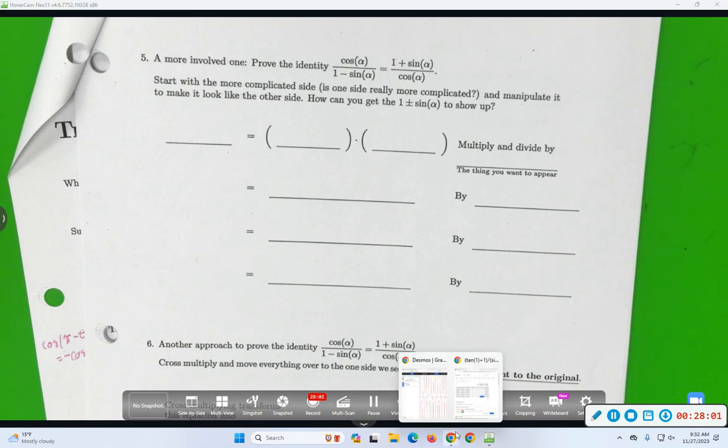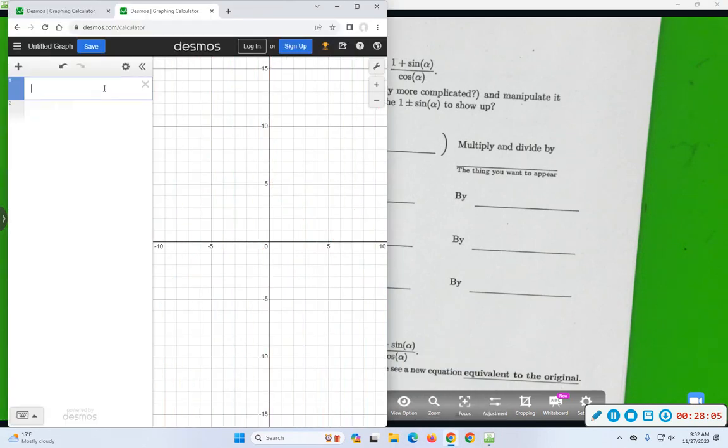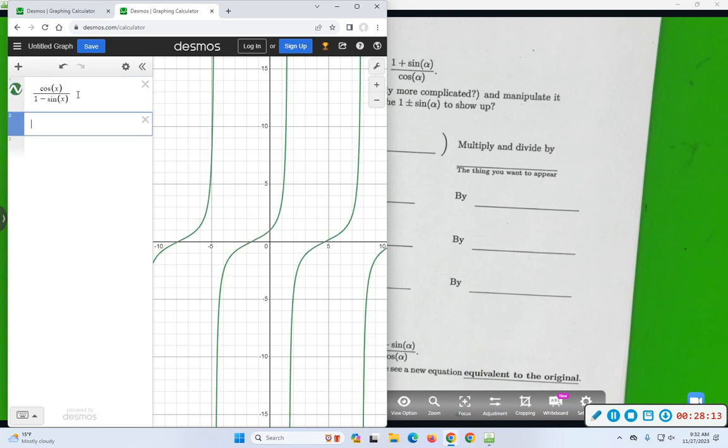Let's graph it. Let's do it. Cosine of x divided by 1 minus sine of x. Looks like that. All over, well, the next one is 1 plus sine of x, all over cosine of x. Look pretty close to the same? Excellent. I think I believe it. Let's try to come up with a proof.